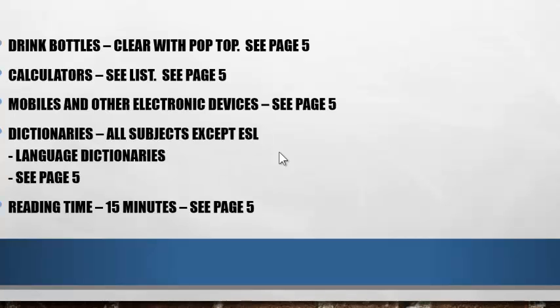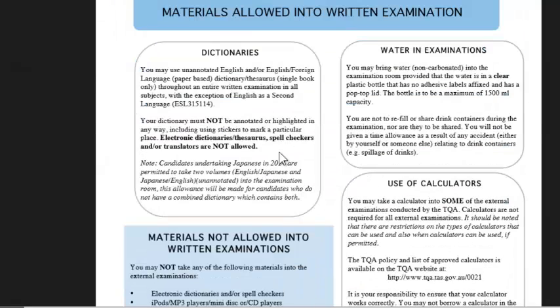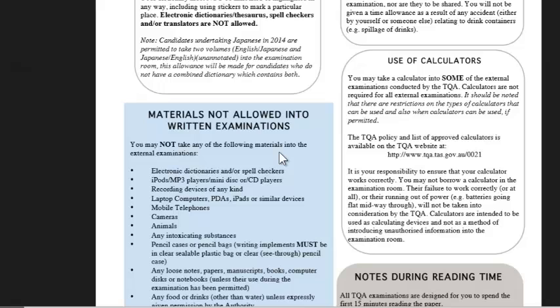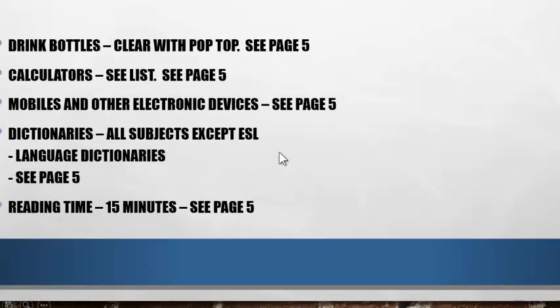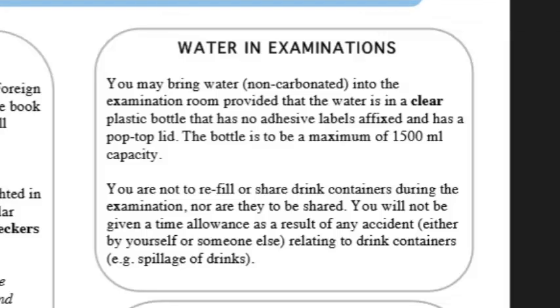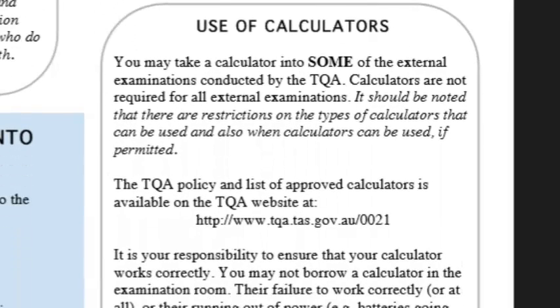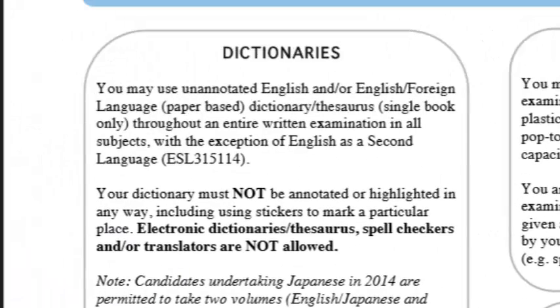Okay, what are you allowed to take in the exam and what not? This is all contained on page 5. Let's have a look at page 5. Here it is. There's a whole range of things there, and I'm going to refer to them as I go along. So you talk about drink bottles and calculators. Drink bottles, essentially they should be clear and a pop top. We don't want a screw top to avoid the spillage. Use of calculators, there's a whole list there. Your teacher should already have told you what calculator you're allowed to take and what not. Dictionary applies to all subjects with the exception of English.